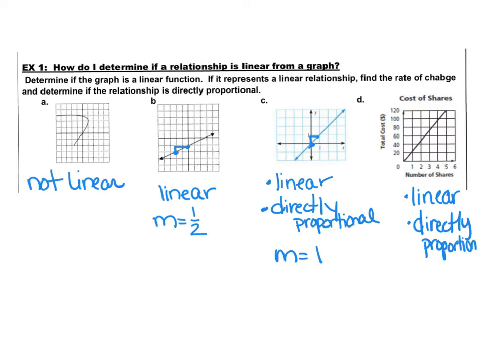All right, and then let's find the slope. Now we need to pay attention here. We went up, this is not 1, it's up 20 and then over 1. So our slope for this one is equal to 20.